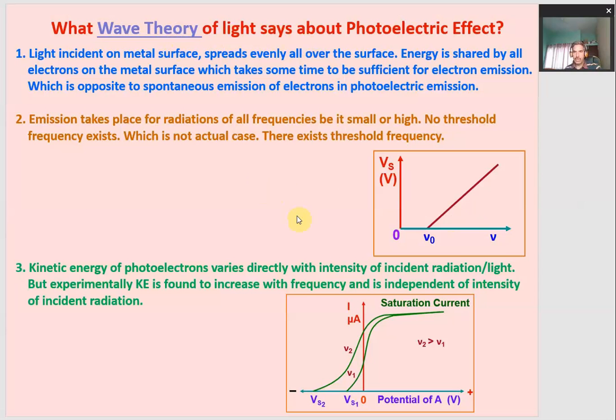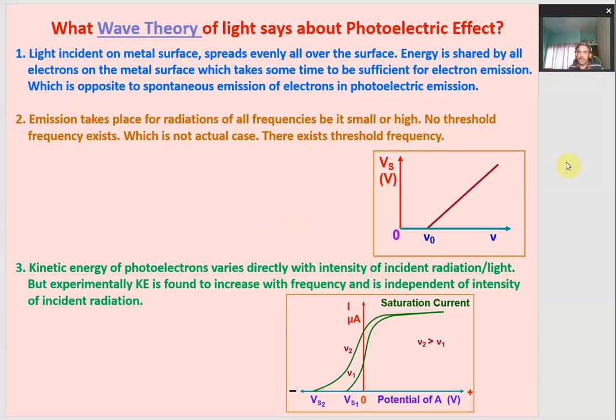So we already know what the wave theory of light says, proposed by Huygens, that light travels in the form of a wave, due to which it shows phenomena like interference, diffraction, polarization. So let us take the very first thing which the wave theory of light says about the photoelectric effect or its laws. It says that light incident on a metal surface spreads evenly all over the surface.